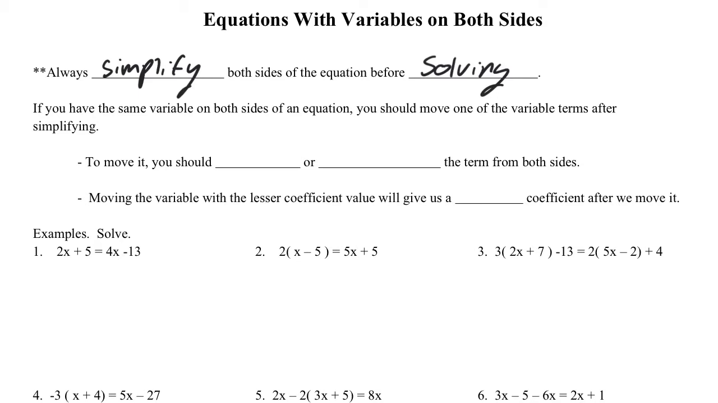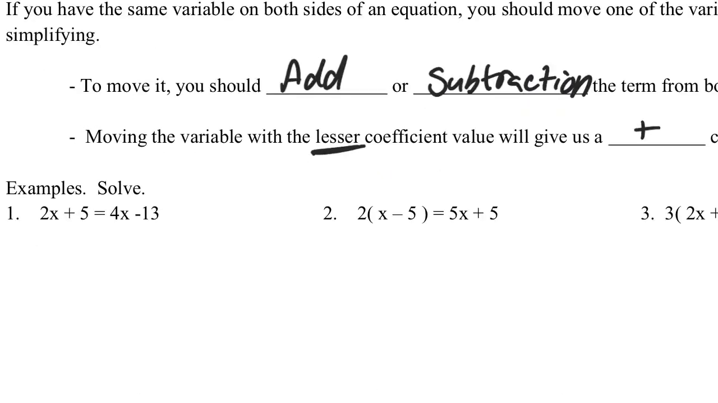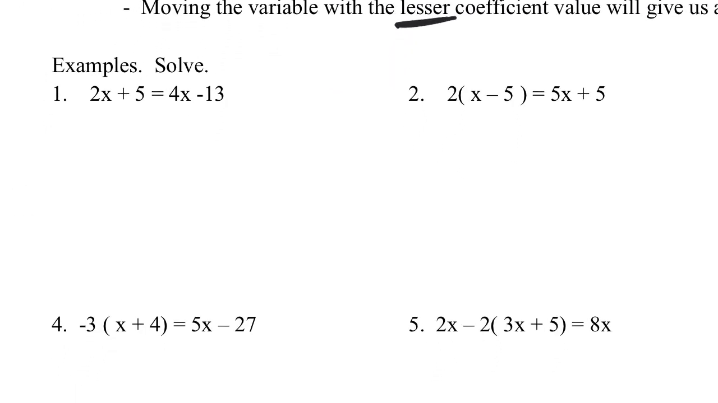So we're going to be working with addition and subtraction to be moving these, depending on whether or not that term is positive or negative. So one little tip, if you move the variable that has the lower or lesser coefficient, that'll give us a positive coefficient after we move it and make our lives a little easier, but it's absolutely not necessary. You can move either and get the same answer. Okay, let's start solving some of these guys.